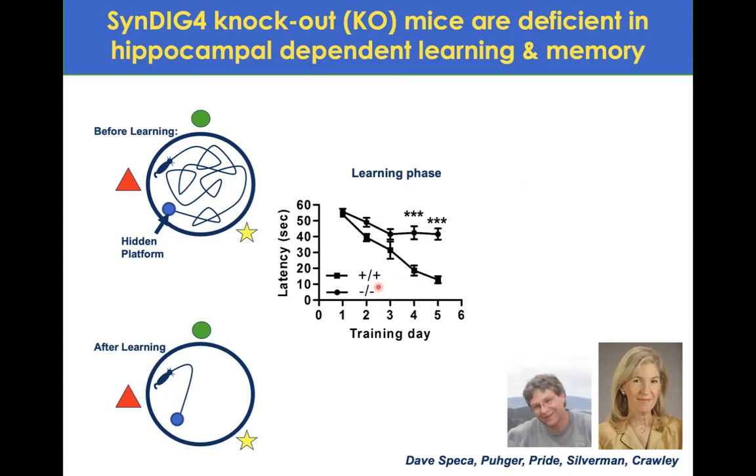In contrast, the knockout animals that we generated could never really learn this task. It was as if they were doing this task for the first time every single day. So you see there's a slight reduction, but they were never able to really learn. They got a little bit better, but not at all like the wild type.